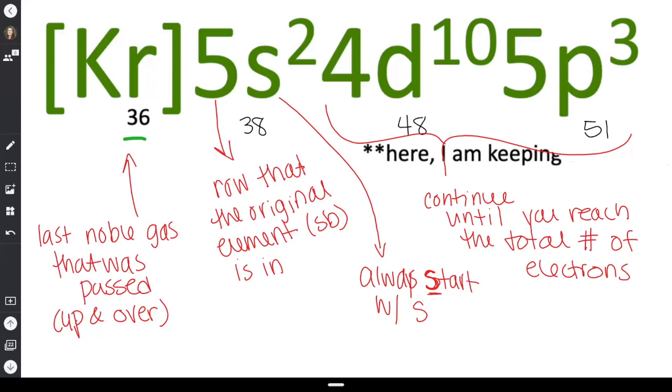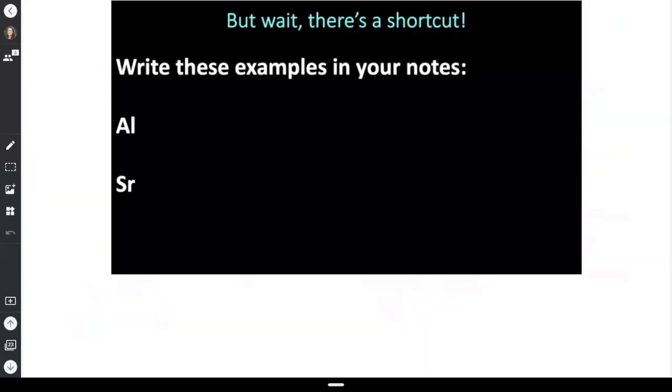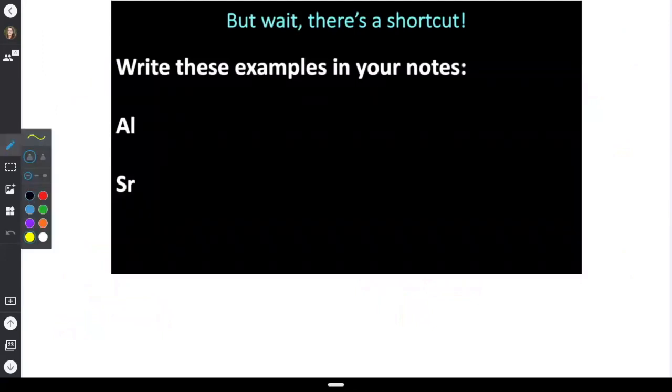All right, so you pick up from 5s2, and if you look at your electron configuration chart, after 5s2 comes 4d10, 5p6, but we didn't need all 6 of them because we only needed to get to 51. All right, so let's take a look at some examples. Your examples here are aluminum and strontium. If I look at aluminum, aluminum has 13 electrons to place.